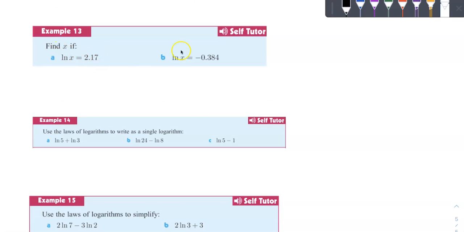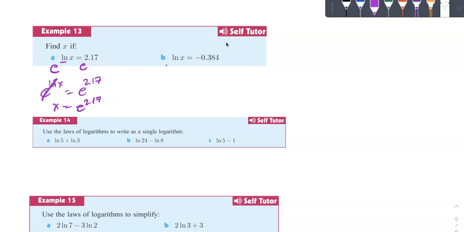Okay, next one. Find x if, so you want to solve these. So remember, the way you get rid of natural log is you take e of both sides, because e cancels that. Now it looks a little weird. It looks like this. Then what happens here is that these cancel out. You get x equals e to the 2.17, which you can put in your calculator, or just leave it as e to the 2.17.